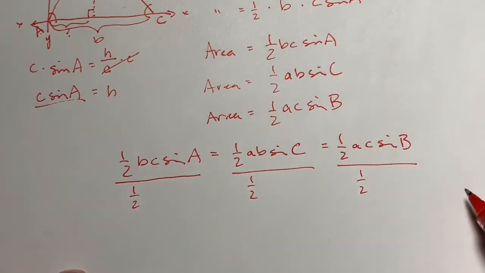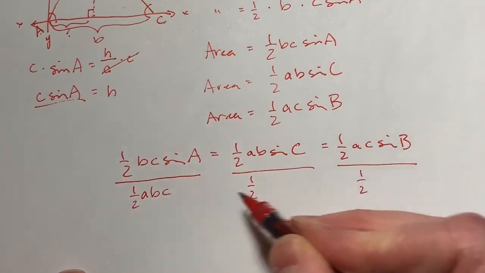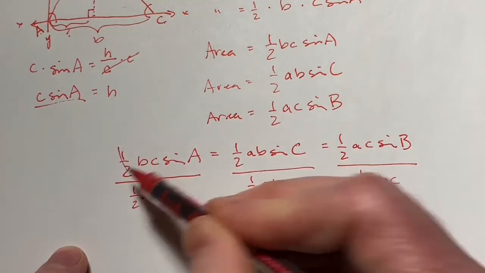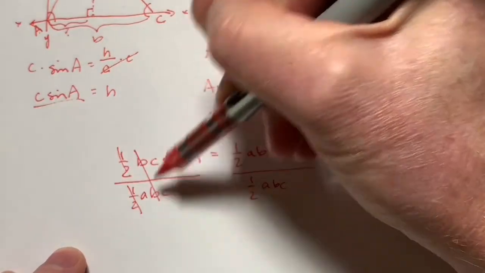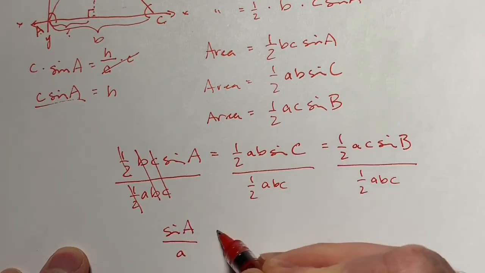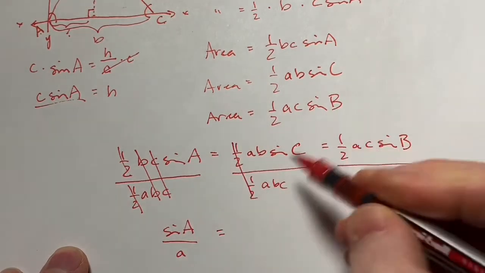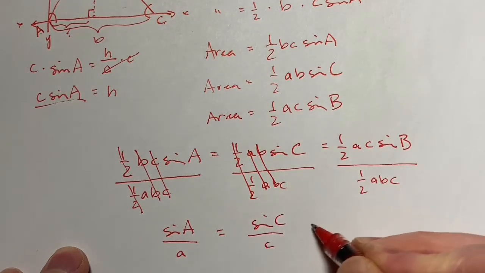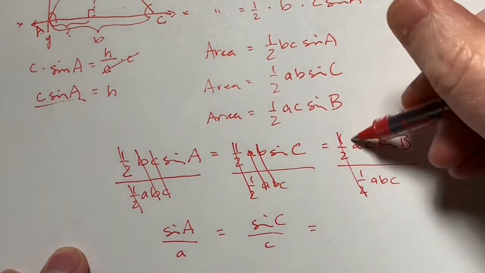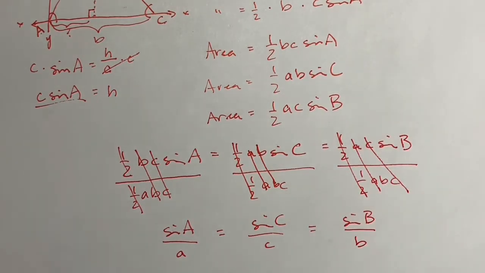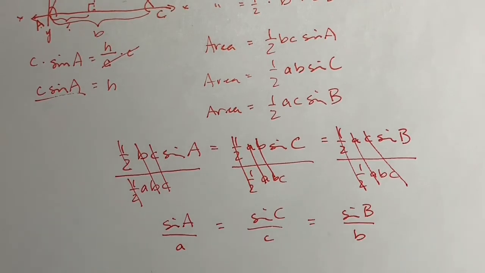If I divided them all by a half and then also all by ABC, and then started canceling stuff. The 1/2 cancels, the B's cancel, the C's cancel, and what do I have left? Sine A over A. What happens here? 1/2s cancel, A's cancel, B's cancel, sine C over C. And what happens here? A half and the A and the C cancel, and I'm left with sine of B over B. So in case you ever wonder, that's where the law of sines comes from. It's basically an area formula.